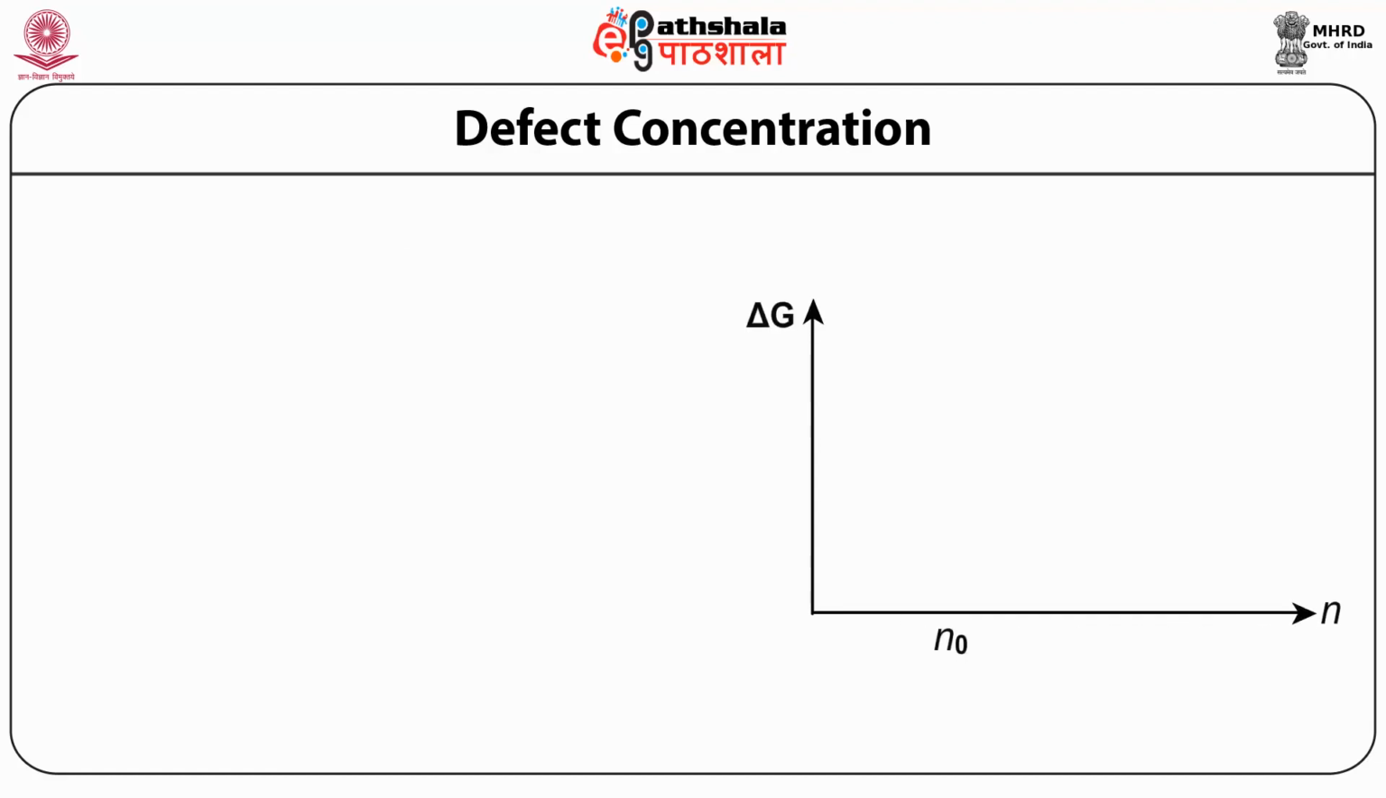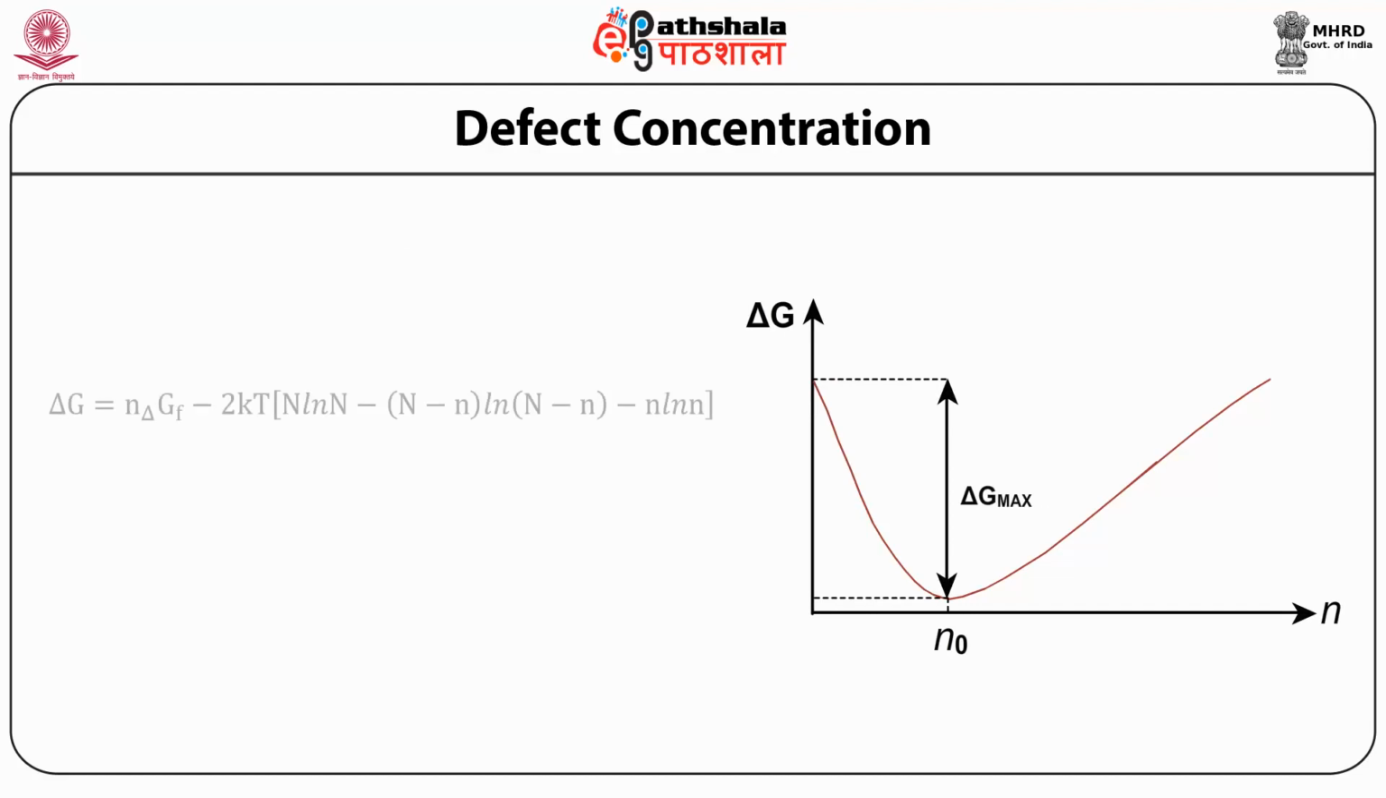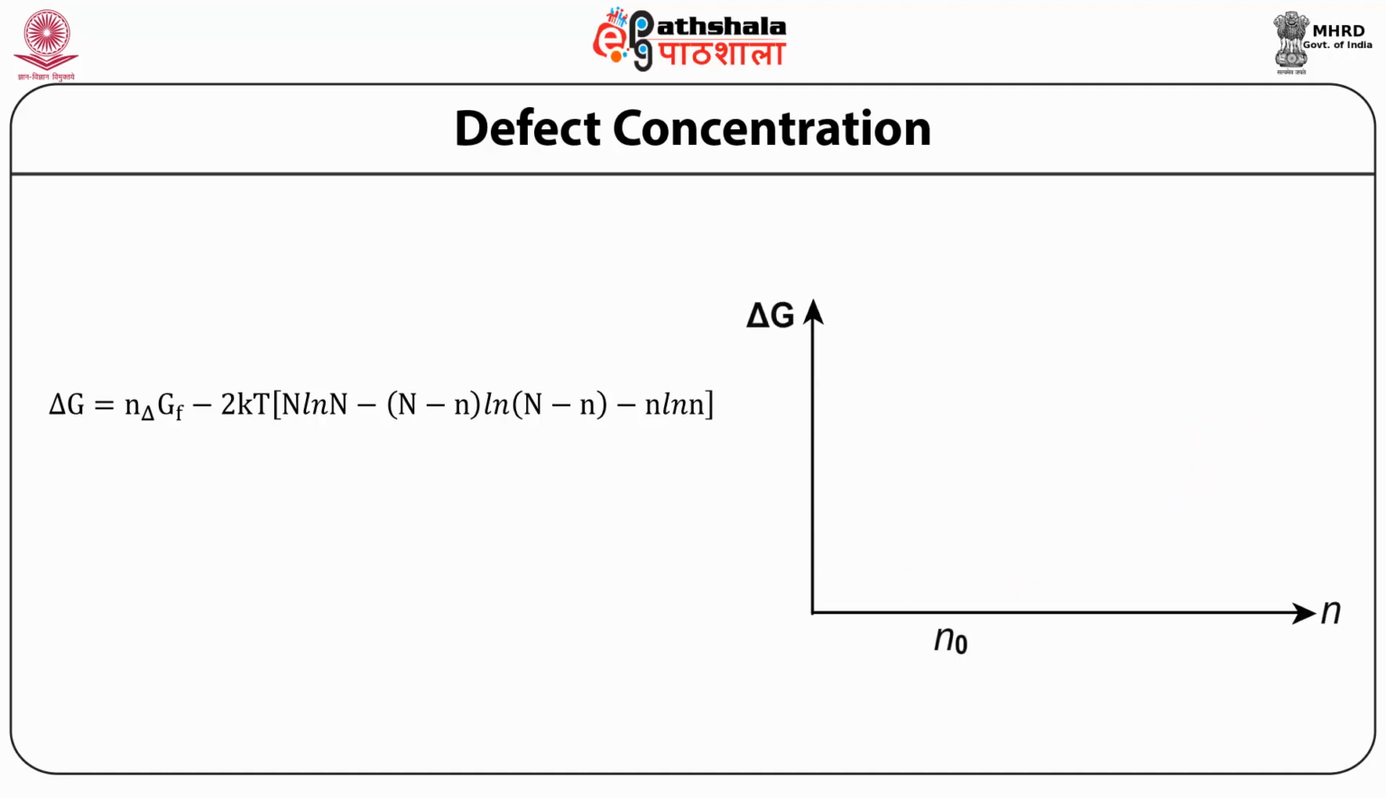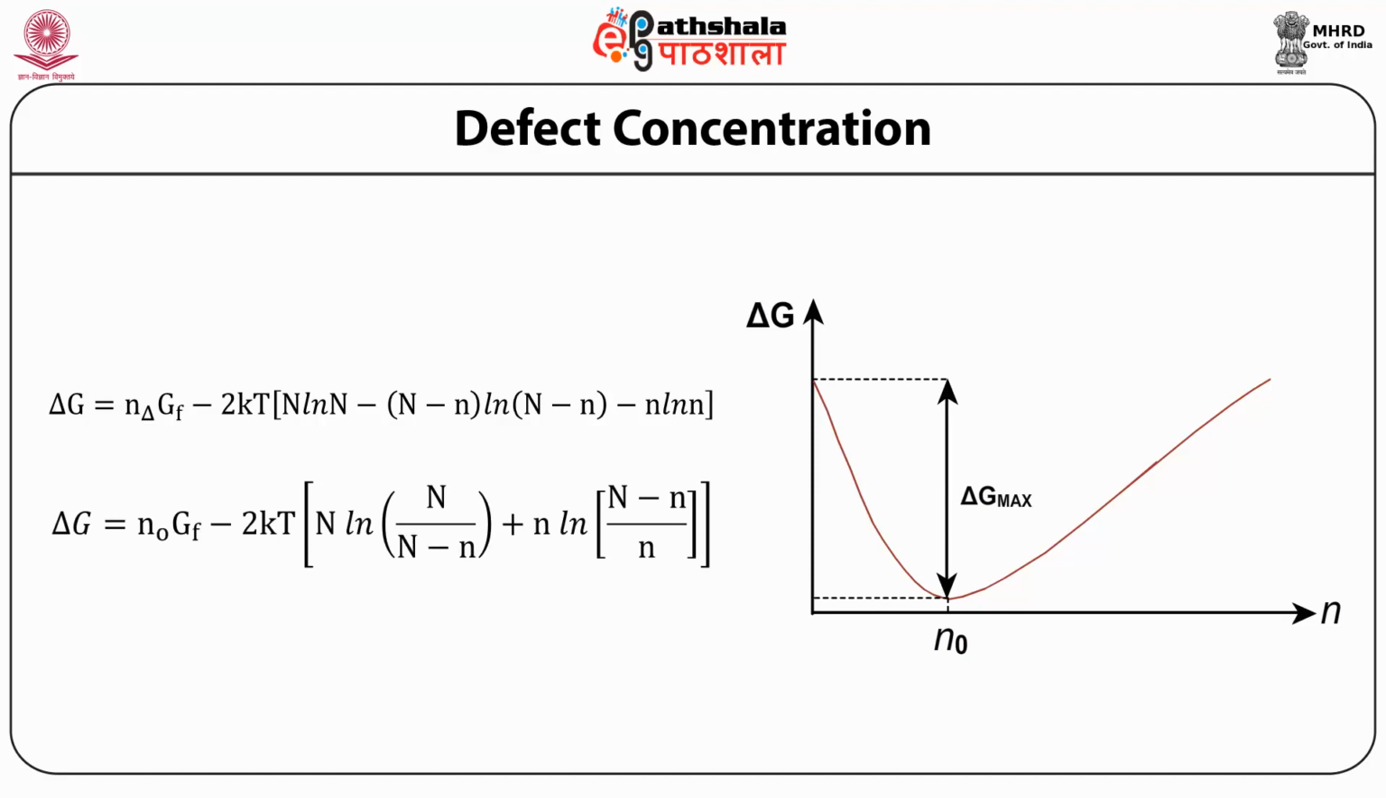Now the expression for the total free energy change is given as delta G is equal to n delta GF minus 2kT bracket start N ln N minus (N minus n) ln (N minus n) minus n ln n. So this equation comes out to be n delta GF minus 2kT bracket start N ln N minus (N minus n) ln (N minus n) minus n ln n divided by n. So students, you can see a figure below this expression showing the equilibrium vacancy concentration.